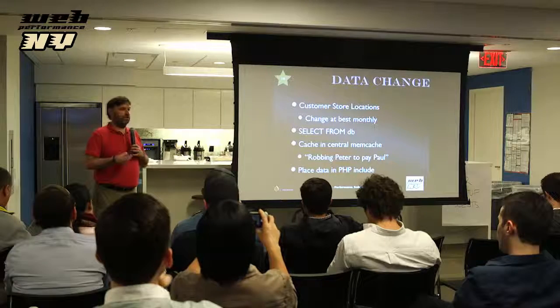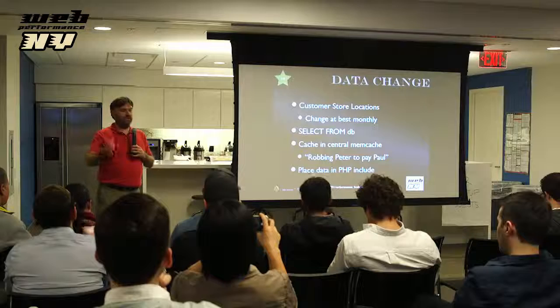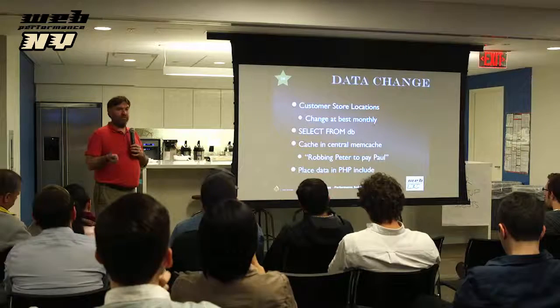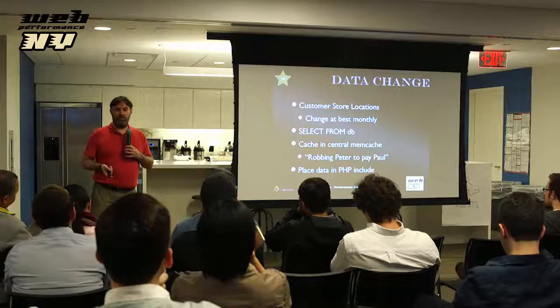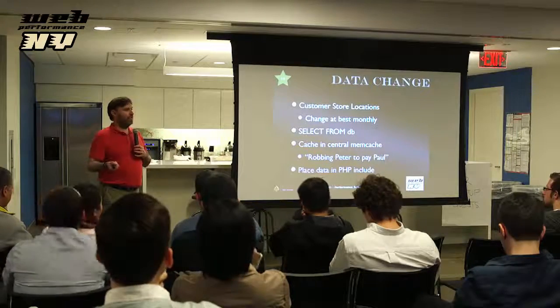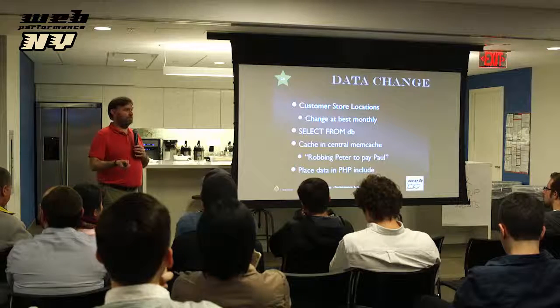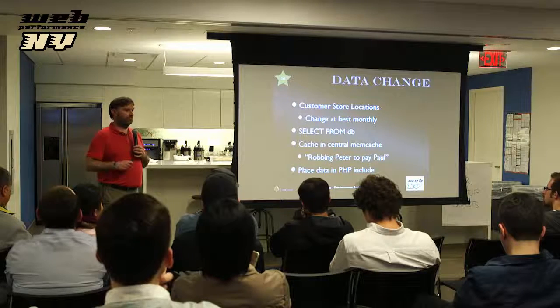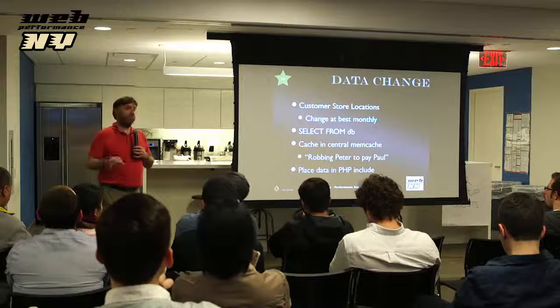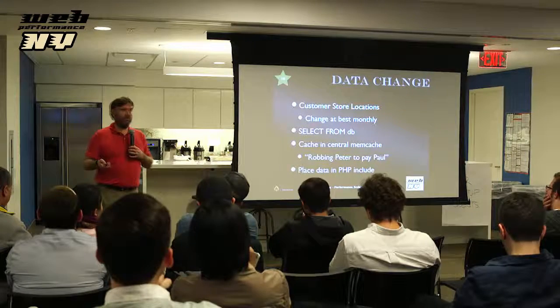Another thing to consider is what type of caching you want to do. And here's an example of a database path that I'm talking about. I worked with a customer that has a number of store locations, and they would just select the store locations from the database and paint them on the page where people could choose what store they wanted to go to purchase a product.